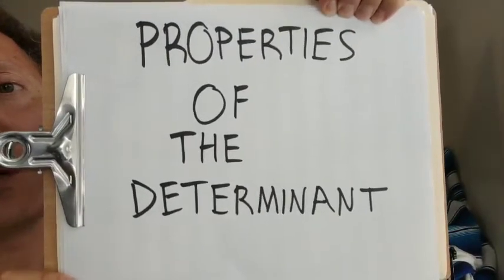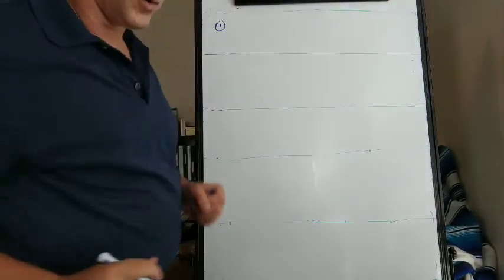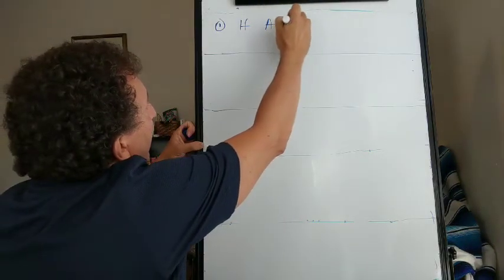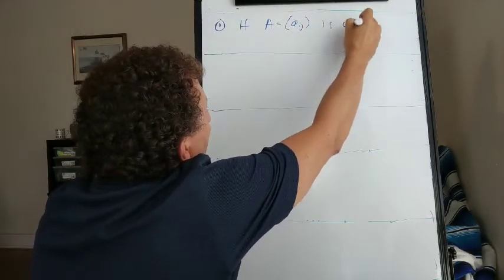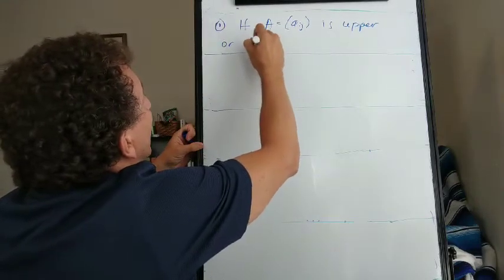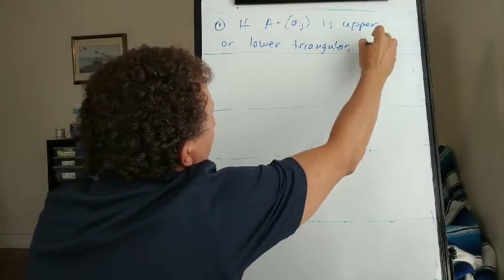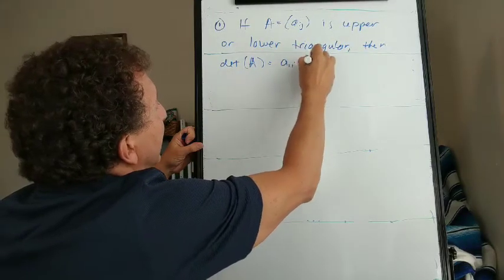Last time we talked about the determinant function, and today I want to talk about some of its properties. So first of all, if we have an upper triangular or lower triangular matrix, it's very easy to take the determinant. If A with entries a_ij is upper or lower triangular, then the determinant is just a product of the entries that are on the diagonal.